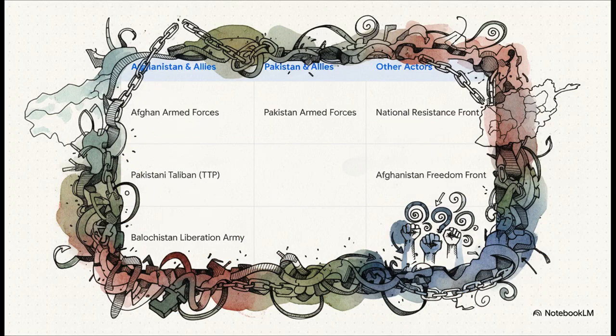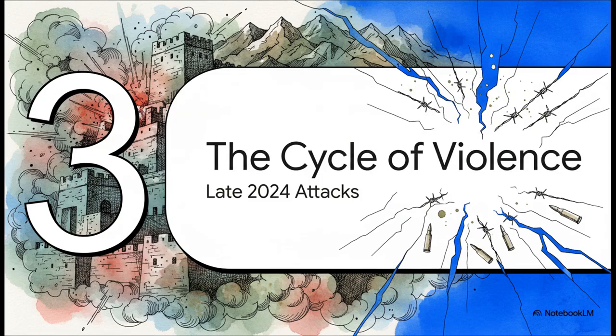And if you thought that was complicated, take a look at this. This shows you just how messy the whole situation is. This is not a simple two-way fight, not even close. You've got the official armies, sure, but then you have groups like the Pakistani Taliban and the Balochistan Liberation Army fighting against Pakistan, and at the same time, look under other actors, you've got groups like the NRF fighting against the Afghan Taliban from inside Afghanistan itself. It's a full-blown, multi-sided proxy war. So with all that context in our back pocket, let's circle back to those recent events and see exactly how this thing spiraled so wildly out of control.